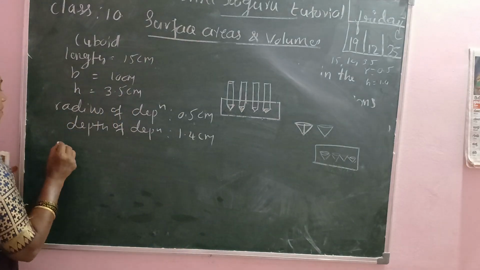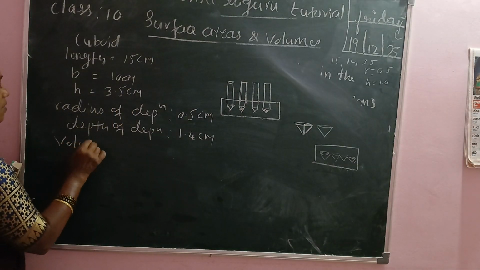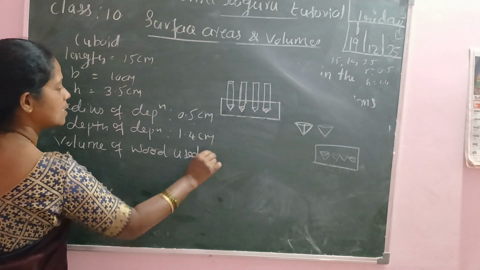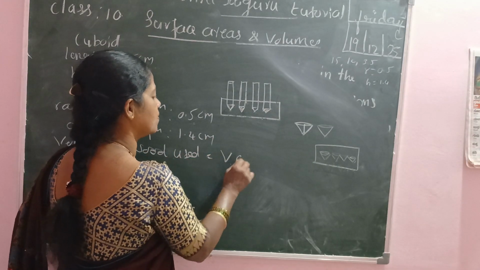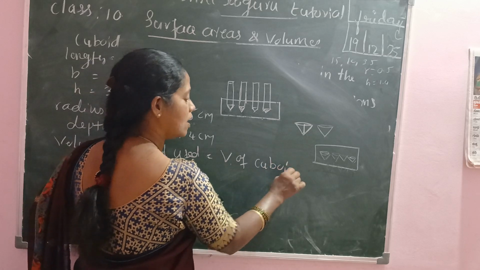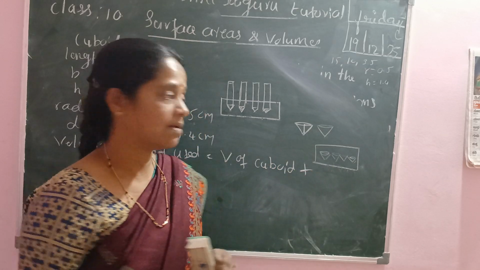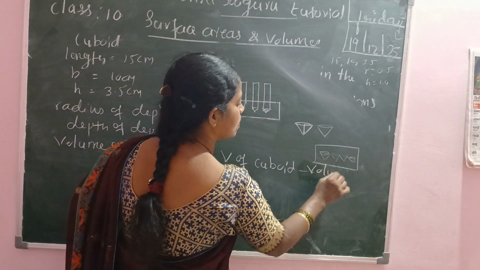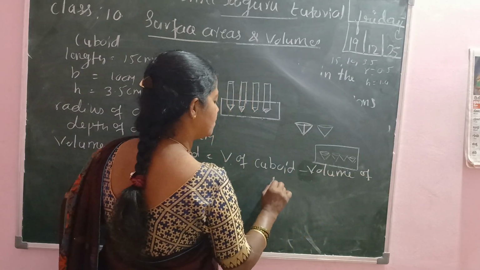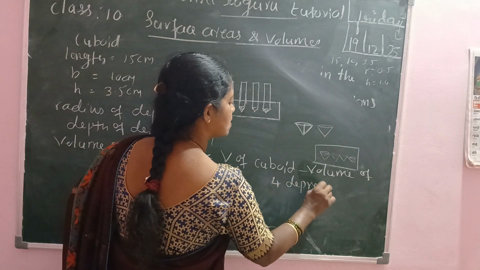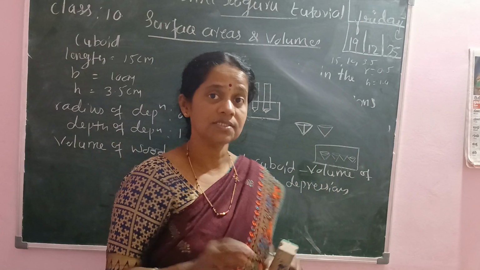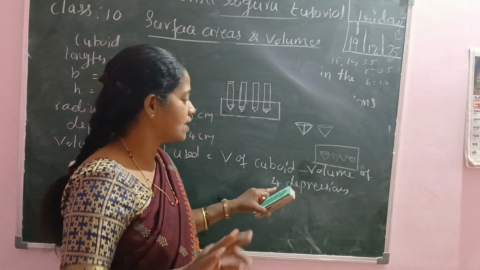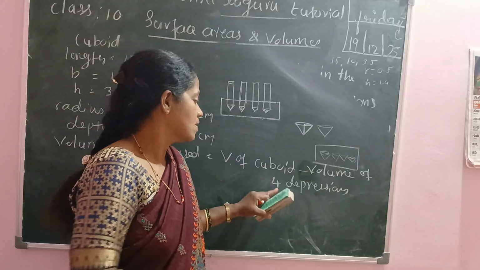So finally, the volume of wood used is equal to the volume of the cuboid minus, you have to subtract now, the volume of the cone depressions. The depression is in the shape of a cone. That is nothing but, the four depressions are the volume of four cones.